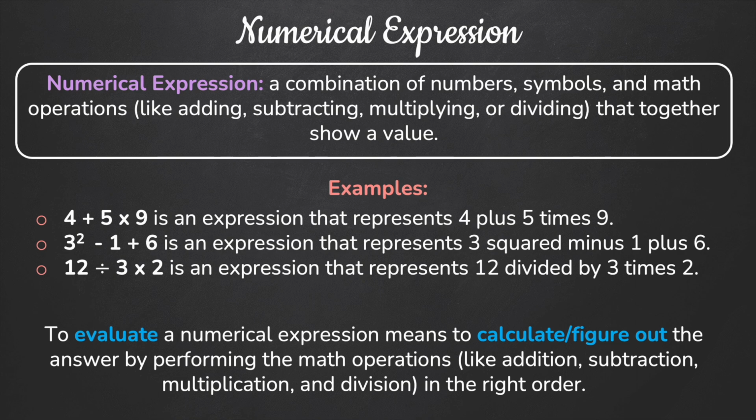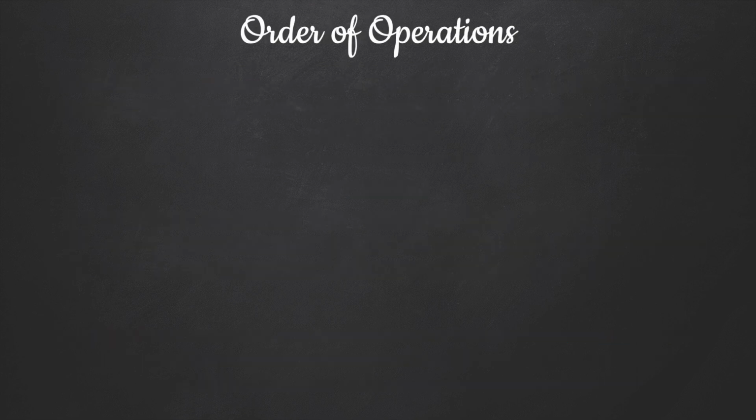So to evaluate a numerical expression means to calculate or figure out the answer by performing the math operations like addition, subtraction, multiplication, and division in the right order. So we can't always just go from left to right when we're solving these expressions. There are certain operations that need to be done before other operations. So let's go over the order of operations.